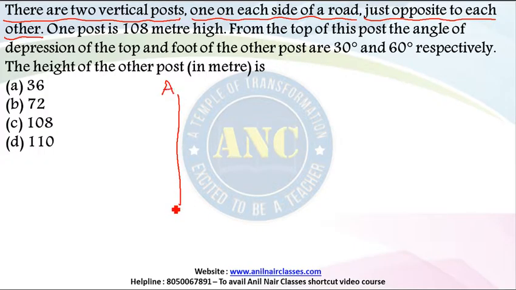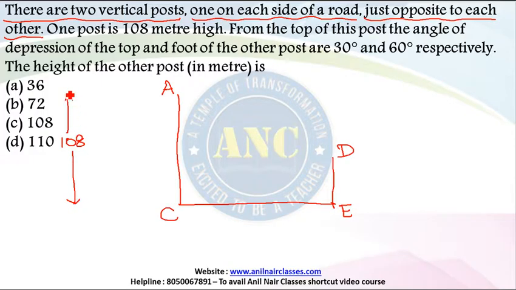I will call it AC. There is another vertical post. They are not saying that they are the same height, so I am not taking the same height. It is DE, just opposite to each other, one on each side of the road. The road is nothing but CE, right? One post is 108 meters high. That means the height of one of the posts is given in the question as 108.